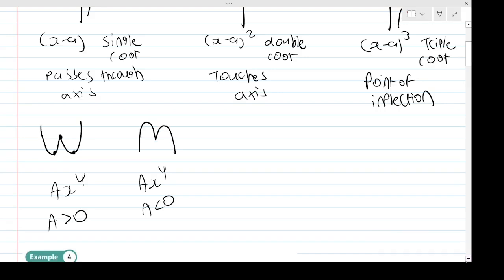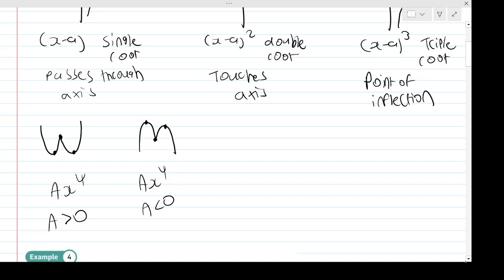So an M shape with turning points again, there, and there. And yeah, so that's the same. That's basically it, right? So it's pretty similar to what we looked at last time with cubics.